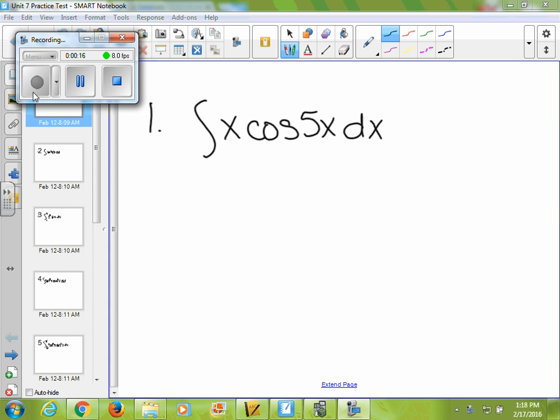It doesn't tell us how to integrate, but because we can see that we have two different functions, one of the ways that we know how to integrate two different functions is by integration by parts. So we're going to have to pick an f of x and a g prime of x.